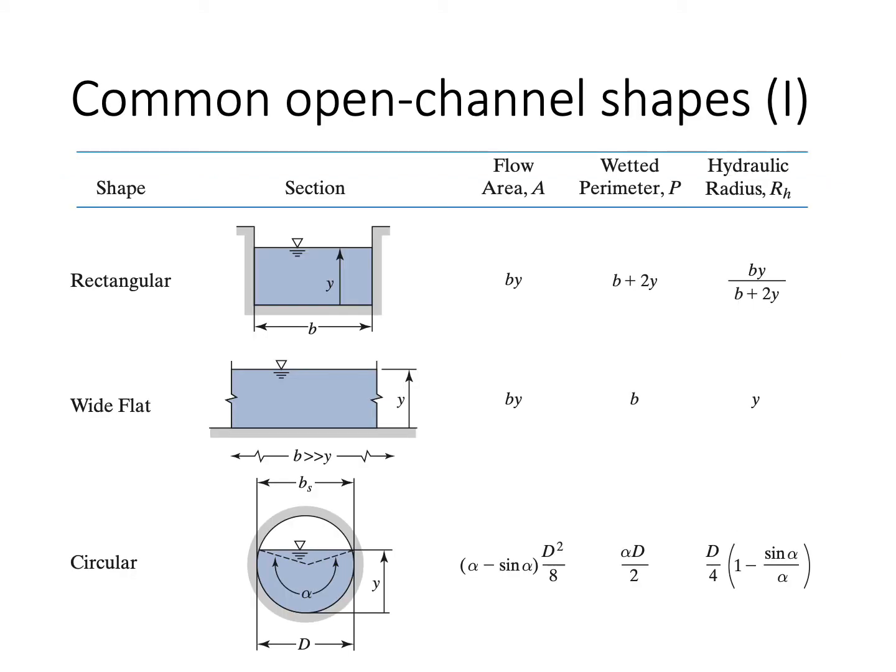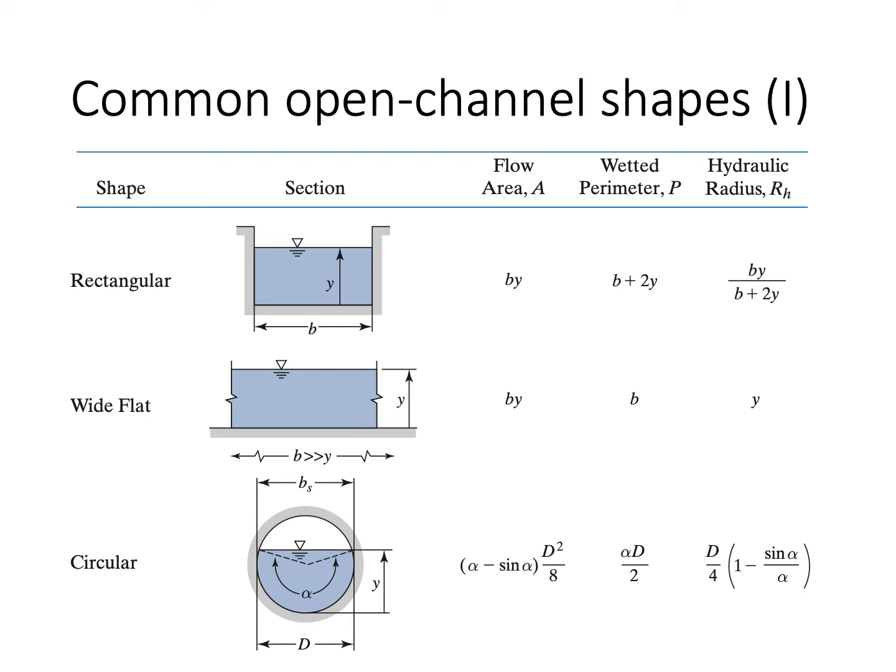We are showing in this slide some examples of common open channel shapes. For example, in the rectangular open channel, the flow area is B times y, and the wetted perimeter P is B plus 2y. We take away one of the B's because the top B is not wetting the walls. That's how we calculate wetted perimeter. And of course, the hydraulic radius is the ratio between the area and the perimeter, so we get by over b plus 2y.